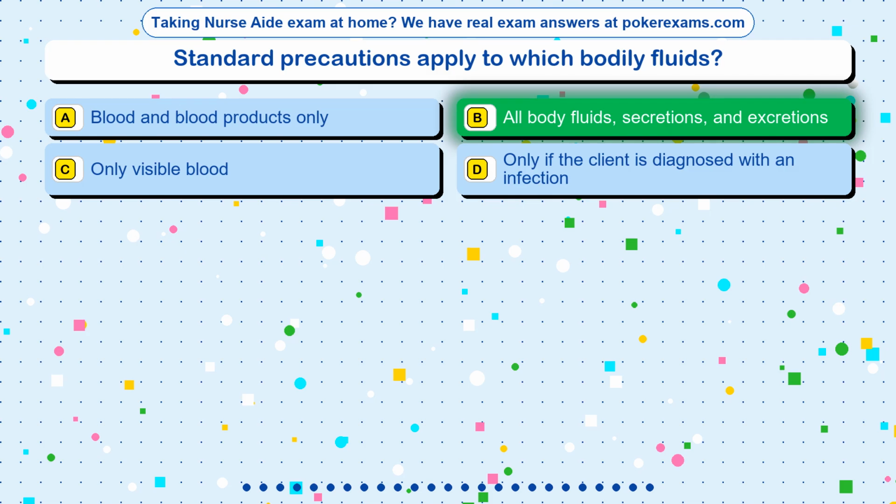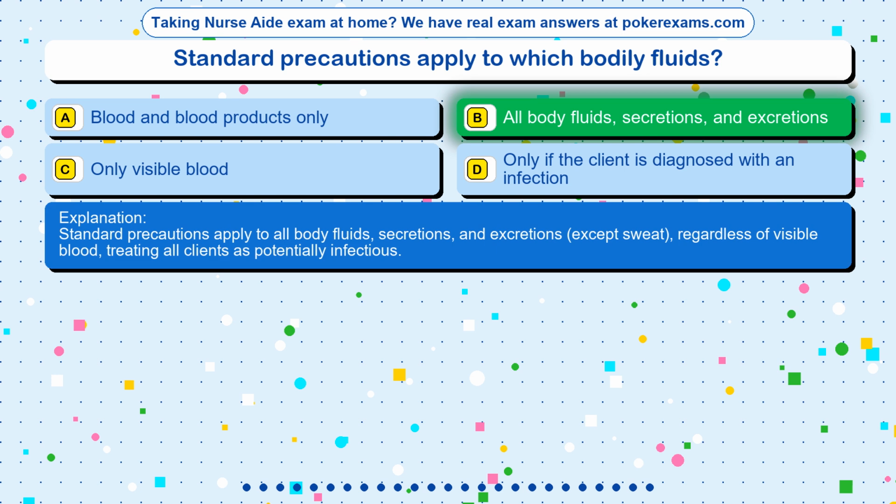The correct answer is option B. All body fluids, secretions, and excretions. Standard precautions apply to all body fluids, secretions, and excretions, except sweat, regardless of visible blood, treating all clients as potentially infectious.